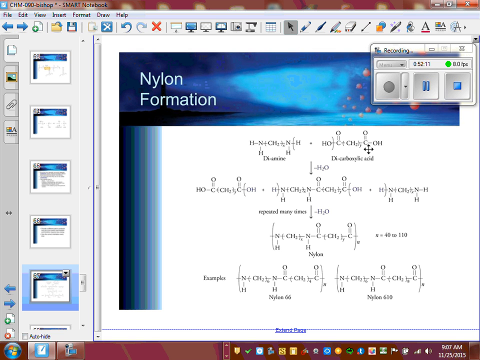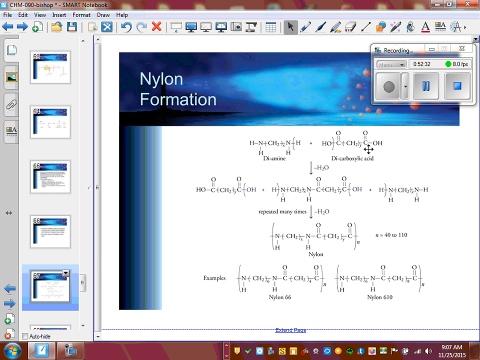And depending on the diamine and the dicarboxylic acid, I can make variations of nylon. If I have 6 carbons here, 6 carbons here, it's called nylon 66. 6 carbons here, 10 carbons here, it's called nylon 610. Different nylons have different properties.